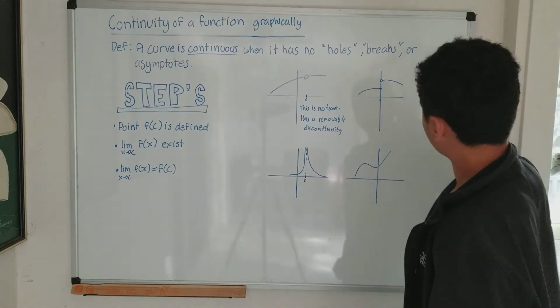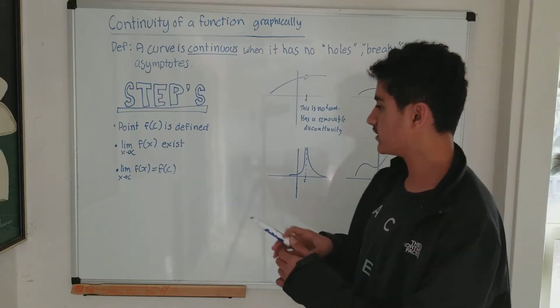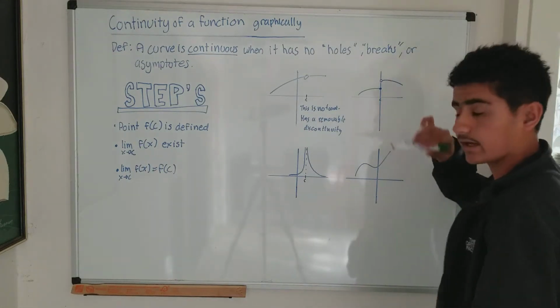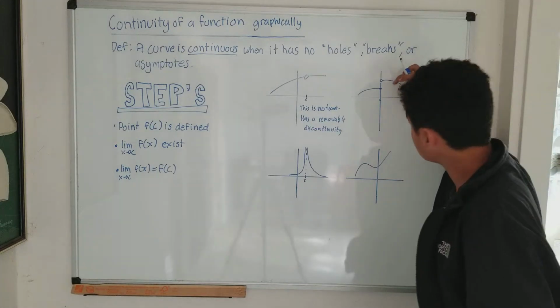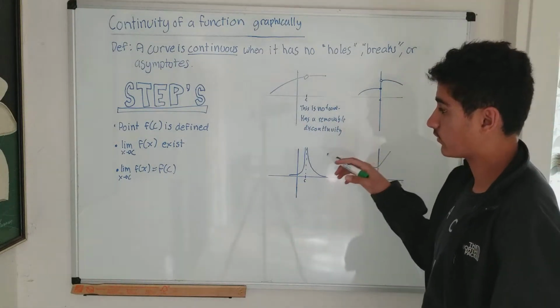Here's our second graph. Okay, let's follow the steps. Point f of c is defined. Let's see. It is defined. I know this will confuse you guys because there's one undefined point and one defined point. But it is defined because at least one of the points is defined. So step 1 is right.